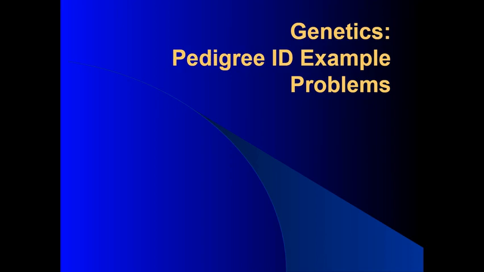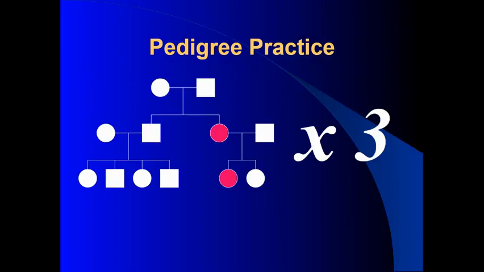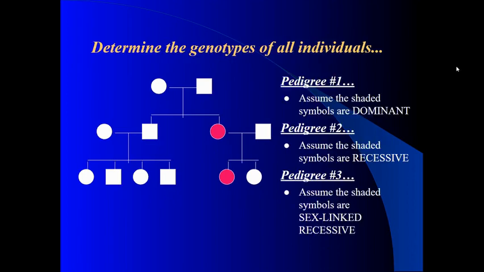This section is on pedigree identification. So on your sheet, you should see this pedigree 3 times. And the reason for that is because we're going to do the genotypes of this pedigree 3 different ways. For the first pedigree, we're going to assume that the shaded symbols are dominant and write all the genotypes accordingly.